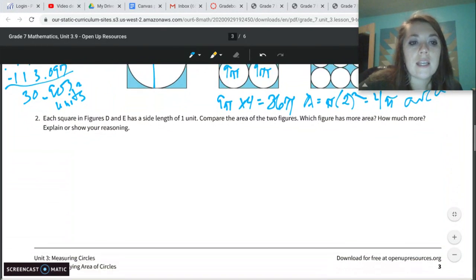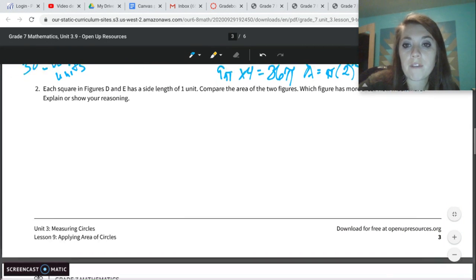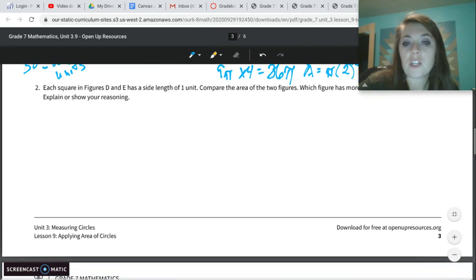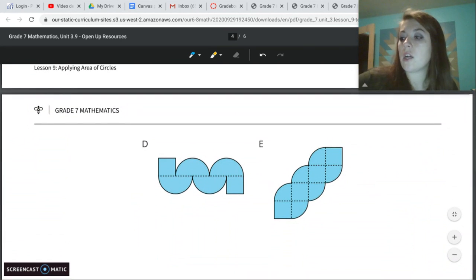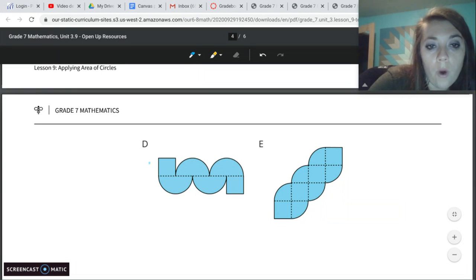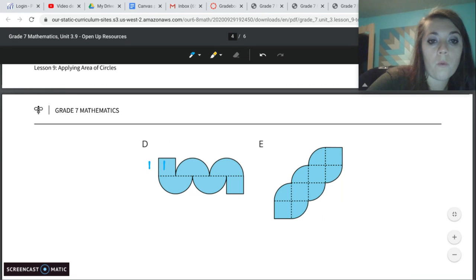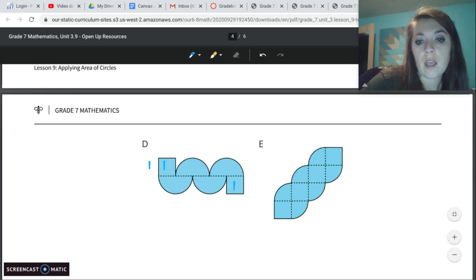All right. Each square in figure D and E has a side length of 1. Compare the area of the two figures. Which figure has more area? How much more? Okay, so here are our figures. So it told us that the side length of the square is 1. So 1 times 1 is 1. So we know we've got 1 and 1 there. And 1.